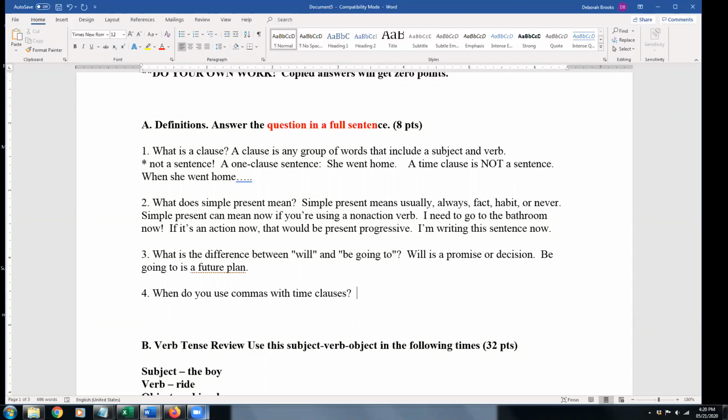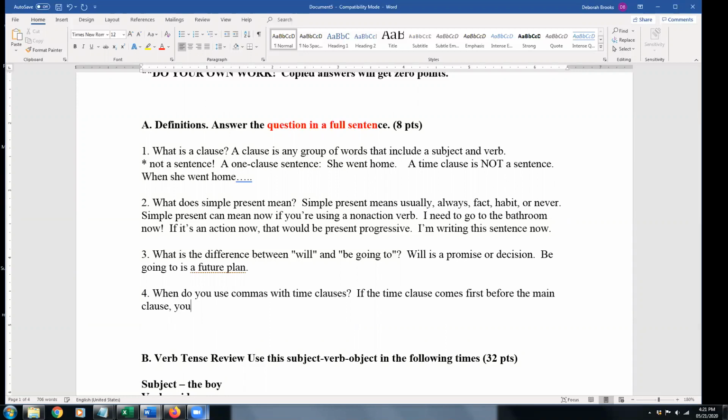When do you use commas with time clauses? If the time clause comes first, before the main clause, you put a comma at the end of that time clause. And we'll practice that a lot in the sentences.